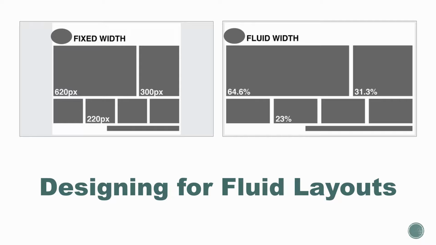So something that I'm going to have you consider in this class is how to design for fluid layouts. In the past, when people were designing for websites, there were much fewer options for how the websites were going to be presented, and CSS wasn't as advanced. So a lot of times websites were designed to have fixed dimensions. So in the left picture, you can see that each of these has a particular dimension. These are measured in pixels.